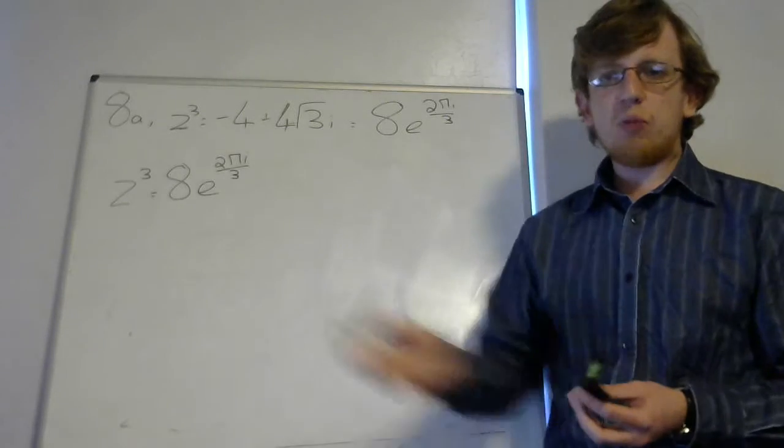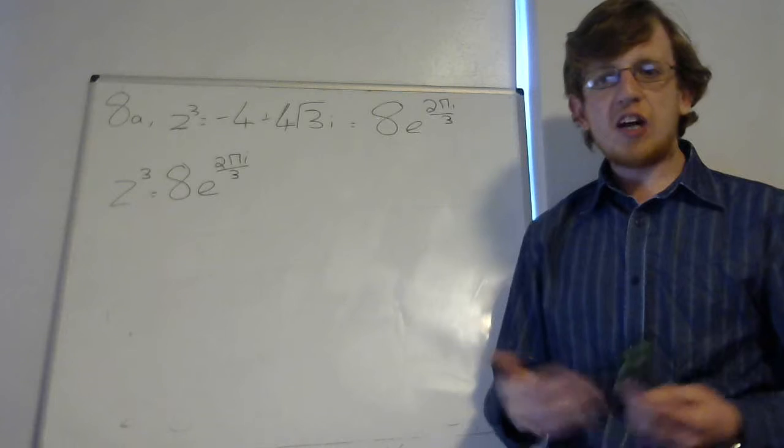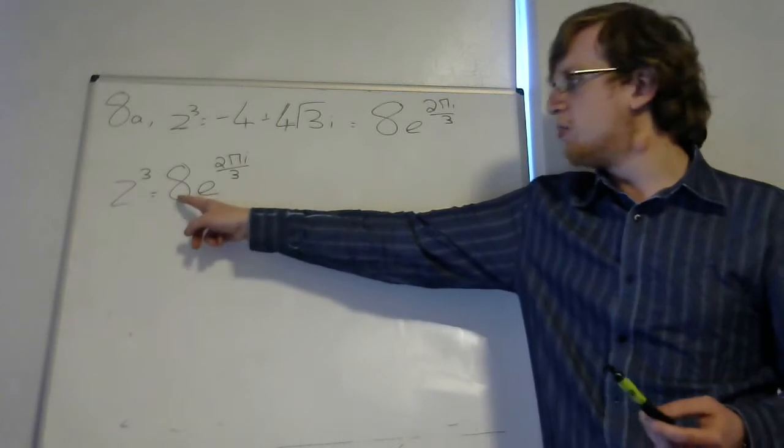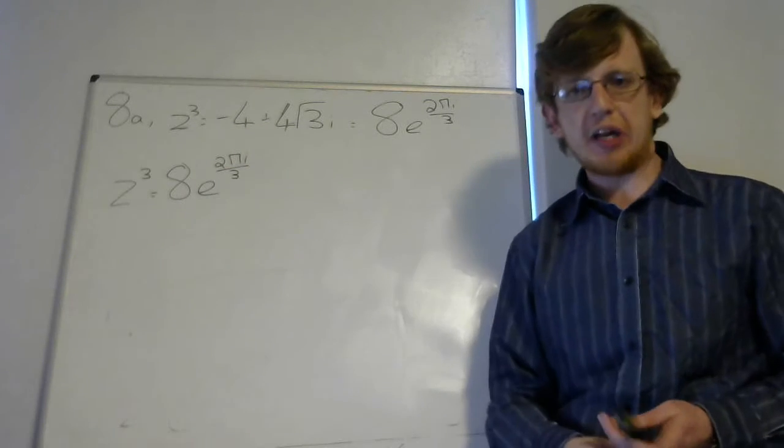Now straight away, we've got z cubed, so we could raise both sides to the power of a third to get rid of that cube. So you could cube root the 8 and you could divide this power by 3. Great.